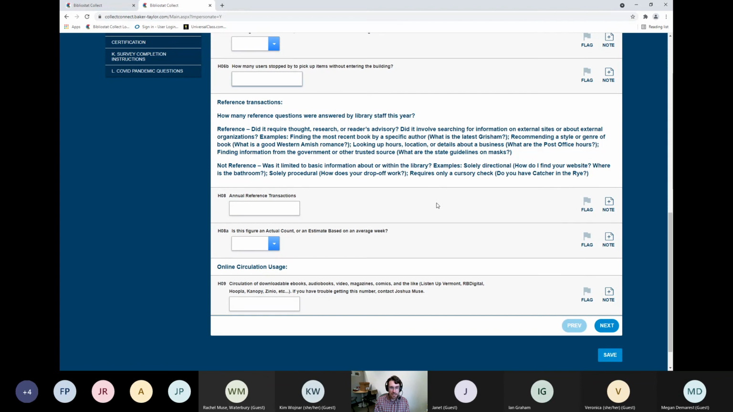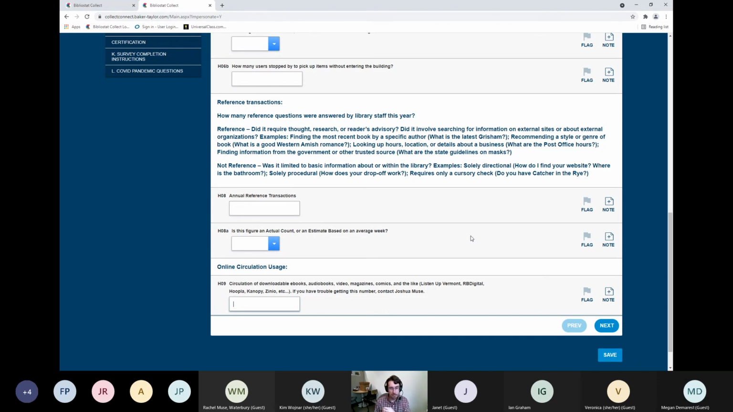Okay, next, online circulation usage. This is how many times people checked out downloadable items through your services. So Overdrive, RB Digital, Hoopla, Canopy, Cineo, anything where items are checked out.